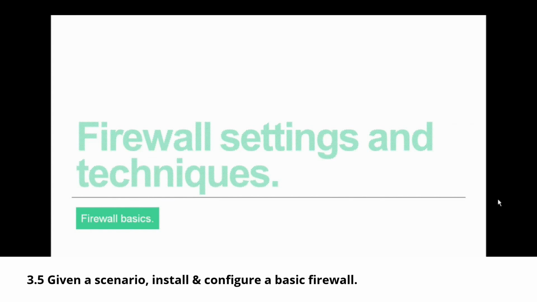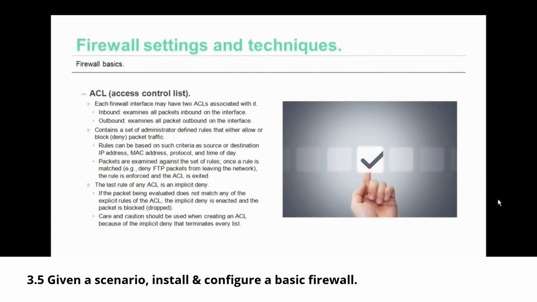It's time to proceed with firewall settings and techniques. First up is the ACL. Each firewall interface may have two ACLs associated with it, an inbound ACL and an outbound ACL. The inbound ACL examines all packets inbound on that interface. An outbound ACL examines all packets outbound on that interface. The ACL contains a set of administrator-defined rules that either allow or deny packet traffic. Rules can be based on such criteria as source or destination, IP address, MAC address, protocol, and time of day.